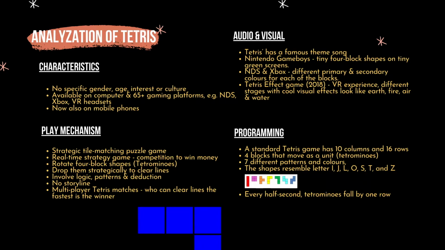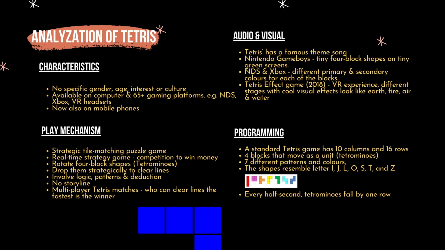Tetris on Nintendo Game Boys has tiny 4-block shapes on tiny green screens. On the NDS and Xbox, you can find different primary and secondary colors on each of the blocks. The iconic Tetris Effect game was launched in 2018, in which gamers have a VR experience with cool visual effects looking like earth, fire, air, and water in different stages of the game.